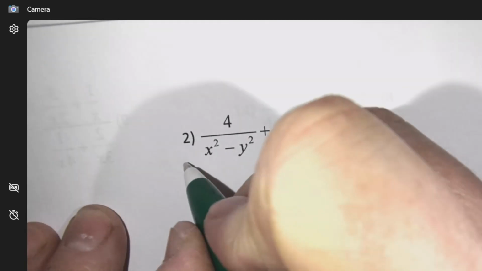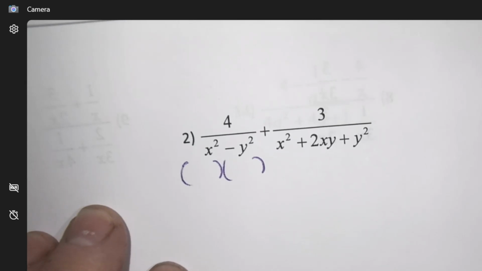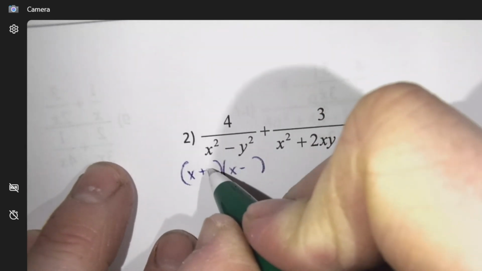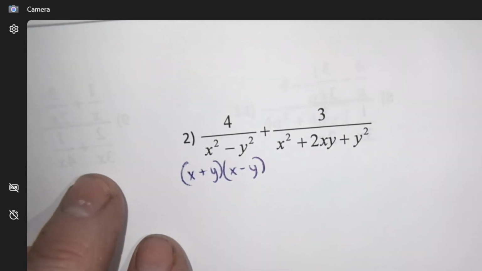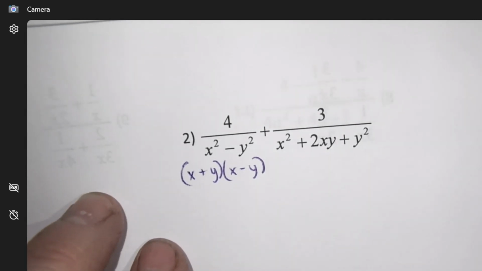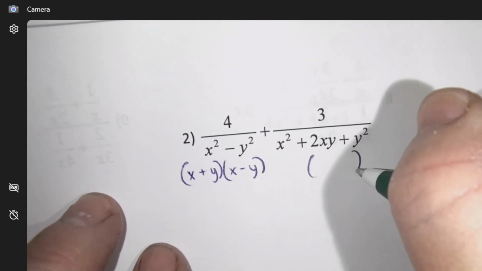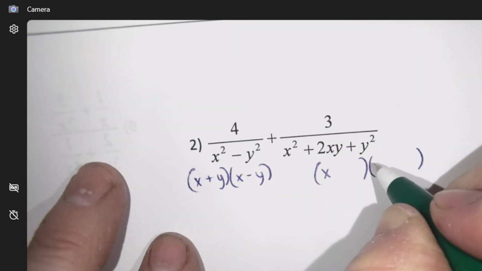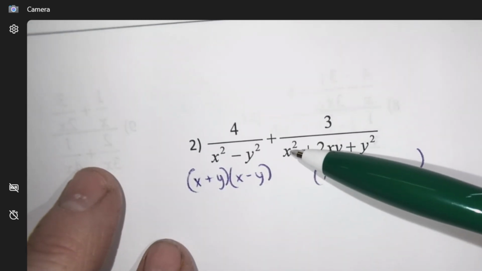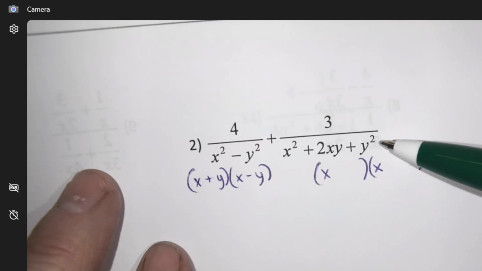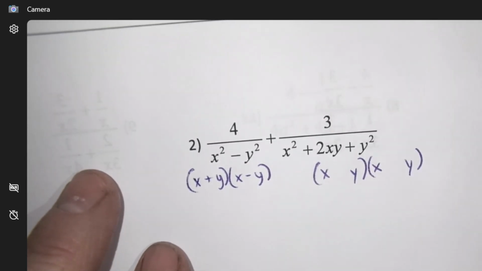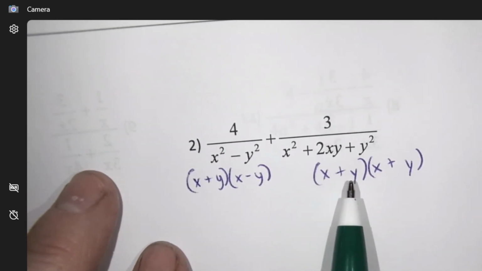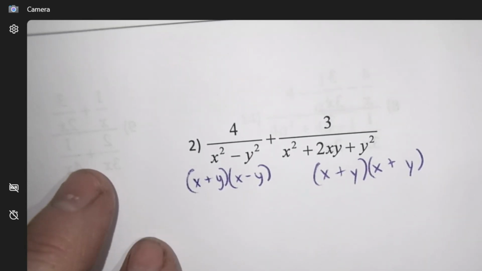Okay, so I'm going to factor this. So it's a difference of squares recognition. So x minus y, x plus y. Okay, I'm going to factor this trinomial. So I need x and x to make x squared at the front, and what do you do to make the last, y? And they're both going to be plus, because then it makes 2xy. Do you see it? It's just a simple trinomial.